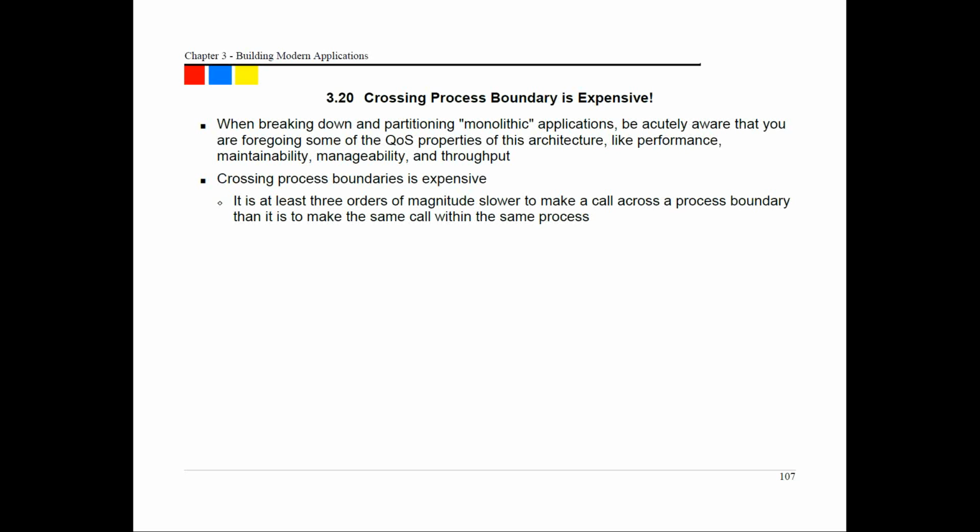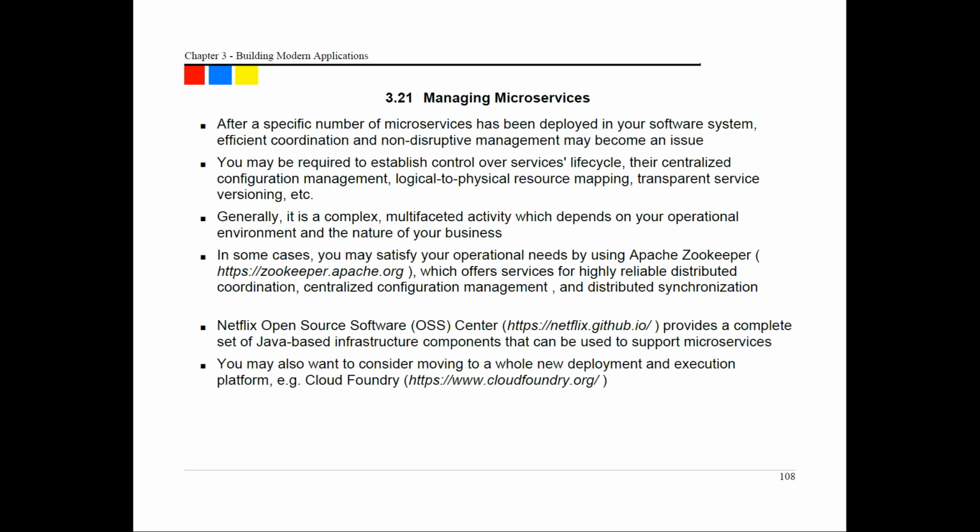And as soon as we cross the process boundary, we have the possibility of failures. And so we have to take that into account at the architectural level, not just at the code level. So crossing process boundaries is expensive.